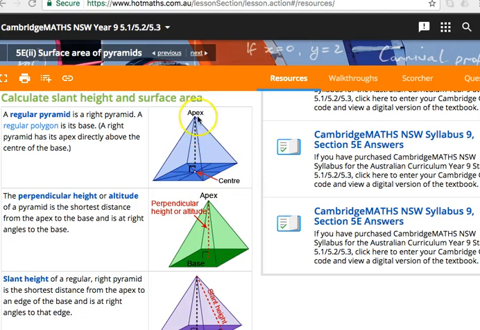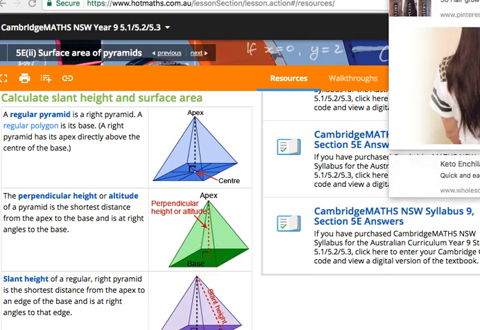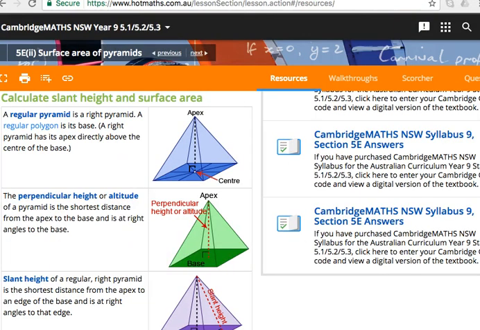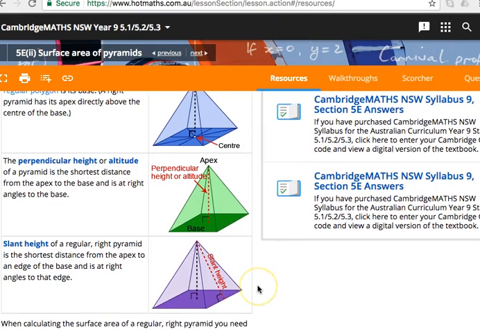Now, see that dotted line there, the black one? So we've got our apex at the top. This dotted line here, if we draw it in another color, red, is called the perpendicular height or the altitude of the pyramid. You would have heard the word altitude with planes. It's the distance from the center of the base to the apex. That's the perpendicular height or the altitude of the pyramid.